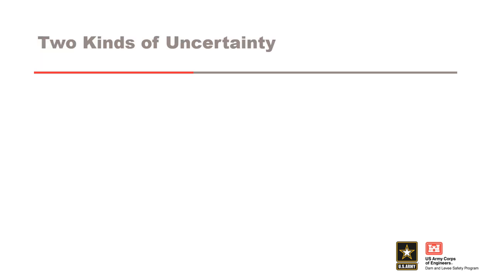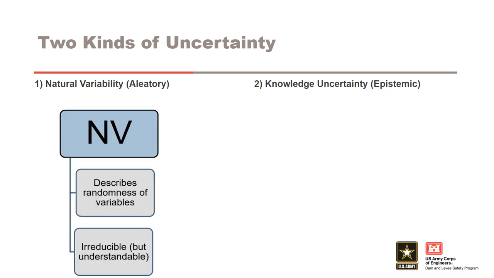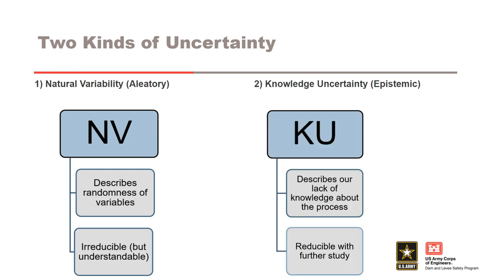There are two main types of uncertainty that affect the study of hydrologic hazard. The first is natural variability, or aleatory uncertainty, and the second is knowledge uncertainty, or epistemic uncertainty. Natural variability describes the randomness of natural processes, such as fluctuations in precipitation or temperature. It is important to understand that while we cannot reduce uncertainty from natural variability, we can understand it. The second type of uncertainty, knowledge uncertainty, describes our lack of knowledge and lack of data. Knowledge uncertainty can be reduced with further study and measurement.